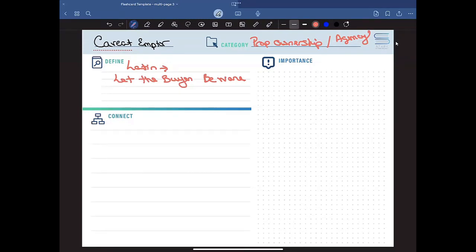If we want to buy that car, we have to take it to an inspector, the mechanic, and see what's wrong with it, and drive it. That's the same thing for houses. It's let the buyer beware.